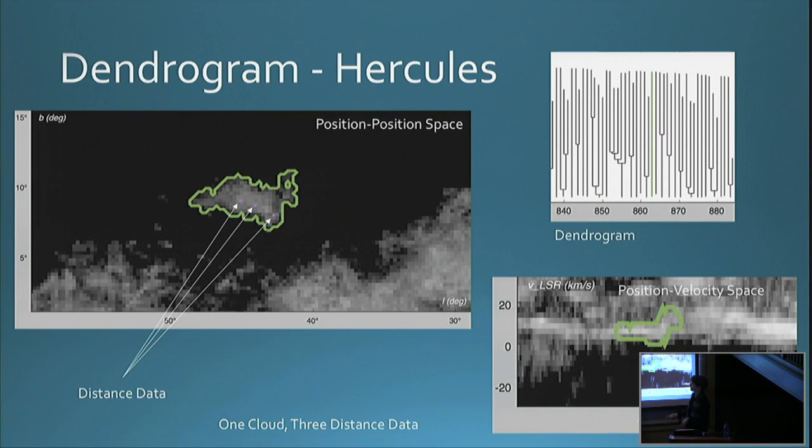So here's an example of a bit of the data reduction process. This green line outlines a feature in the dendrogram that corresponds to a feature in the CO emission that I call a molecular cloud. And these purple dots here represent the distance data that I pull from the Schlafly et al. catalog, and I overlay them together to pick out by hand which distance data correspond to which features in the CO emission map. And I use that to create my catalog.